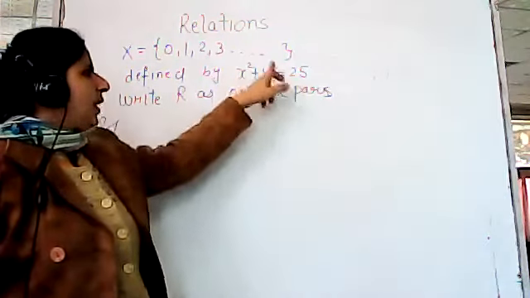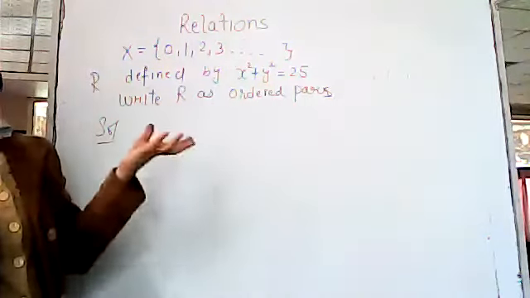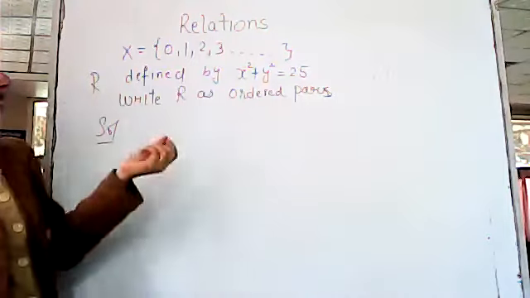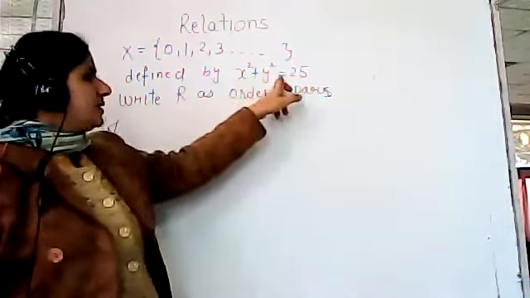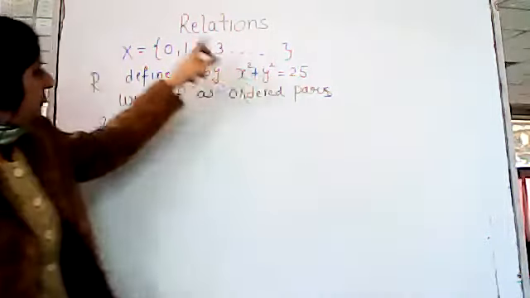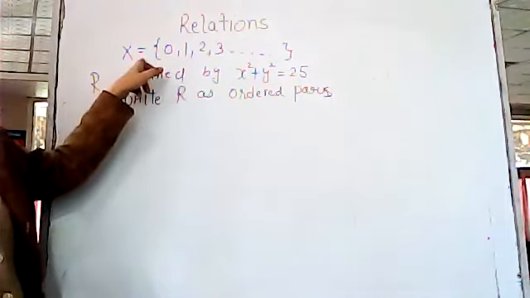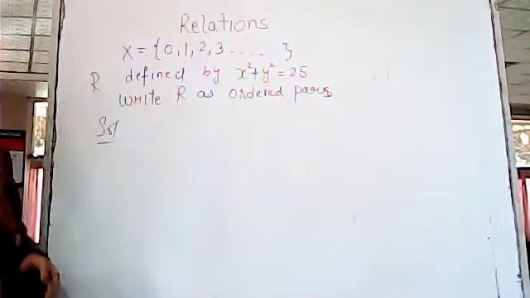X square plus y square is equal to 25, and you have to write down what is the value of this relation and how can you define this relation R. X square plus y square is equal to 25. X and y are the elements that come from the given set X. So how can we find out the value of R?